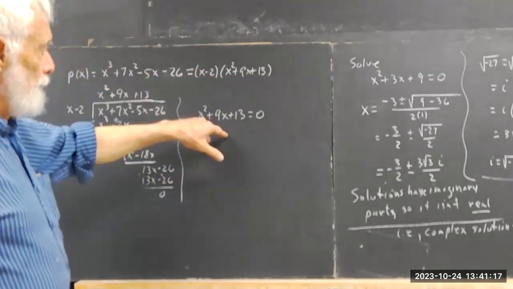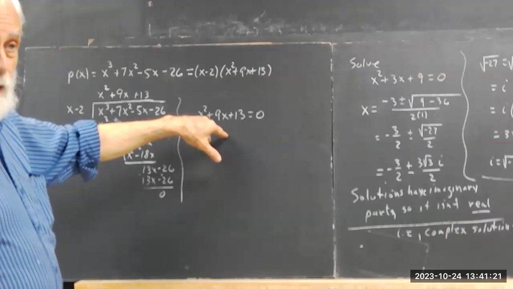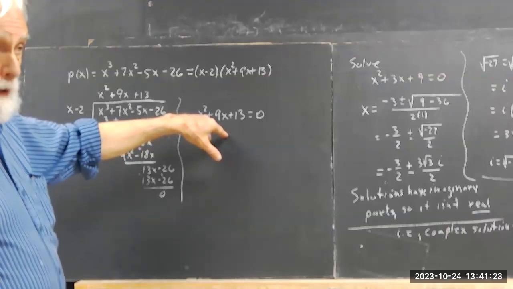We find when this is 0, because we know the zeros of a polynomial, then we can write it out in factor form.